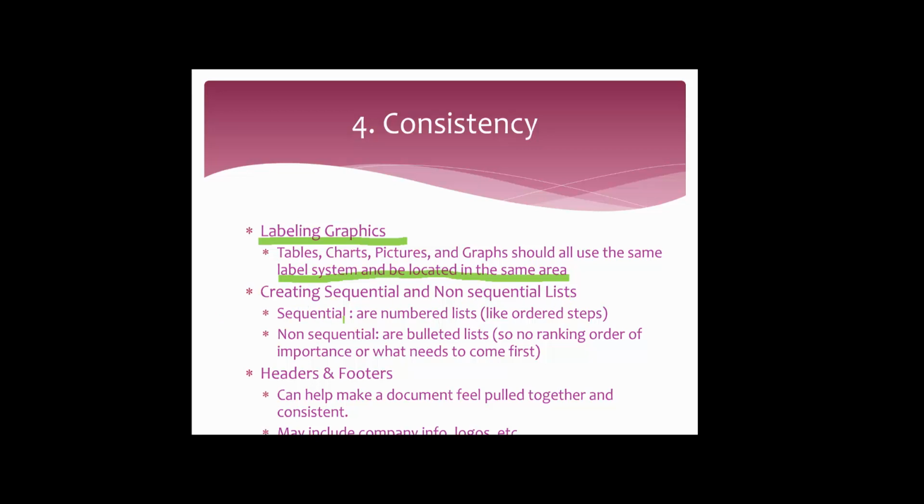Creating sequential and non-sequential lists, right? Just make sure you're staying consistent. You should be using numbered lists like 1, 2, 3, 4 if you're doing ordered steps: do this step first, number 1, do this step second, number 2, if they have to be done in order. Only use bulleted lists if there's no ranking order or it doesn't matter which step comes first, right? You're just naming a list, but there's no rank, no order, no importance of what needs to come first.